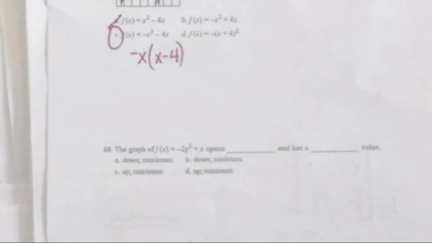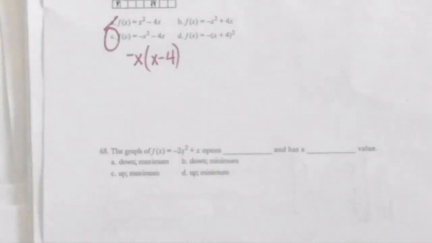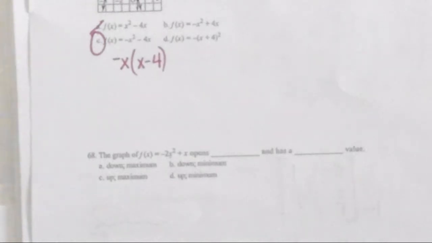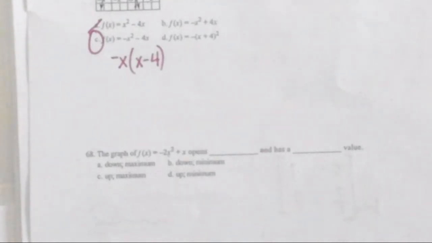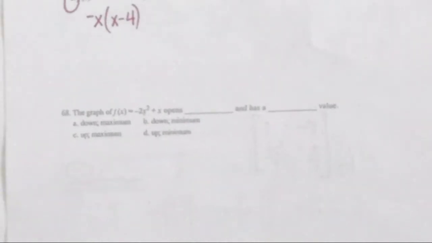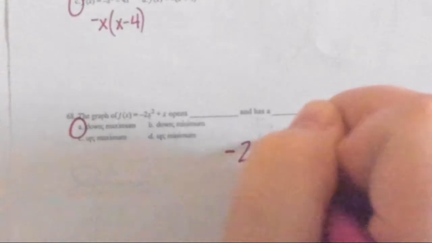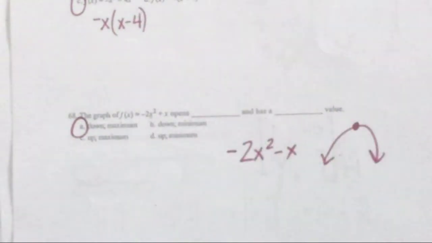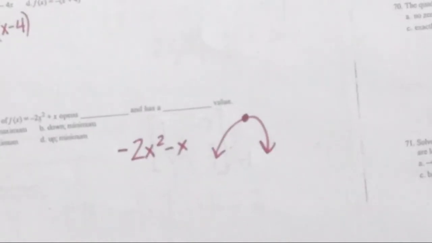The graph of f of x equals -2x squared plus x opens blank and has a blank value. So does it open up or down, and does it have a maximum or min? That's something we can recognize straight from the equation. A. It is down because of that -2. And we know if it's a down parabola, it must have a maximum. So that is the correct answer.